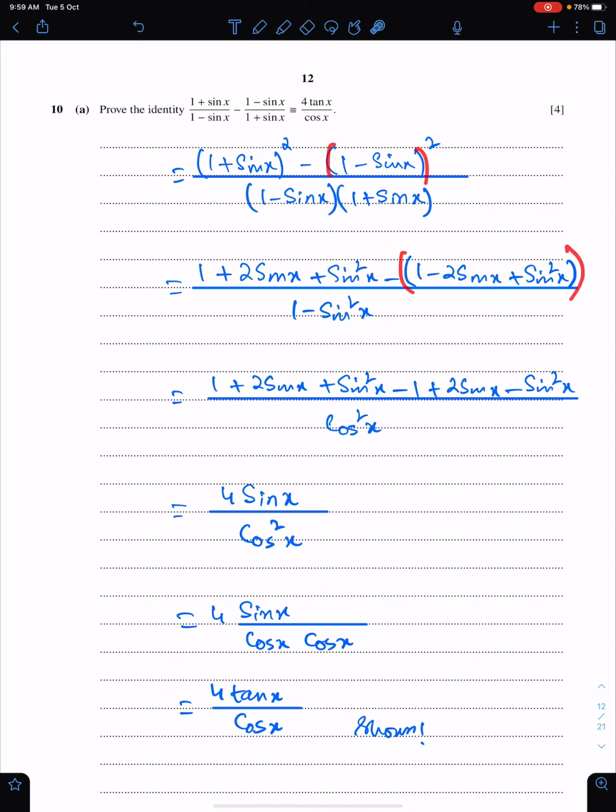This will become cos square x, and in the numerator after the simplification we have 4 sin x. We can write this as cos square x as cos x. So this will become tan x, and this will remain cos x, and this is what we had to show.